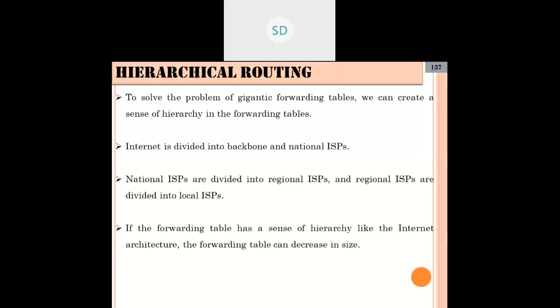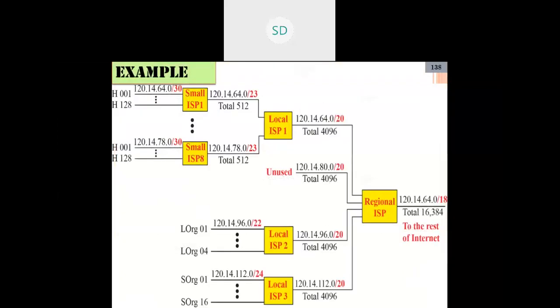That is, the internet will be divided into various categories like backbone and national ISPs. The main internet is divided into national ISPs, national ISPs are divided into regional ISPs, and regional ISPs are divided into local ISPs. Local ISPs, based on the organization, are divided into various sections. Hierarchically, this division can be done. You can observe that.